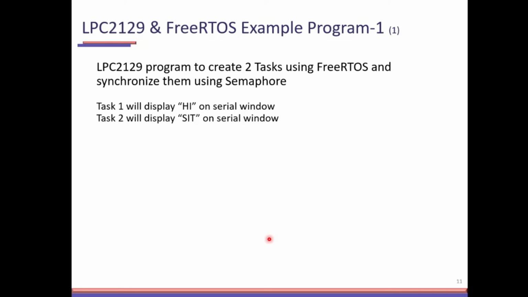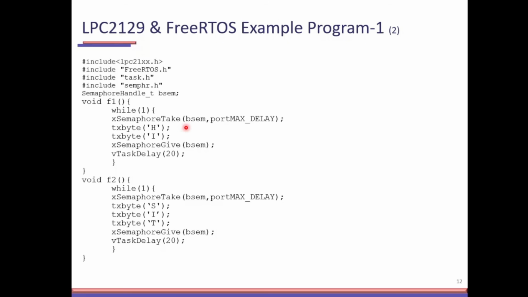Here is a similar example with LPC2129 and FreeRTOS ported there. Two tasks are being created. One task is displaying hi onto the serial window, and another is displaying SIT on the serial window. The same thing happens, but the functions are different here. I am including semphr.h. A semaphore handle is created. Here the functions are semaphore take and give. Take is equivalent to wait in Linux, and give is equivalent to post.